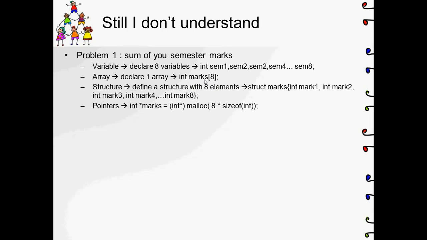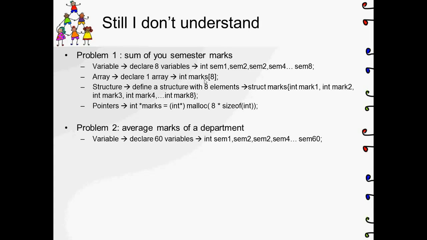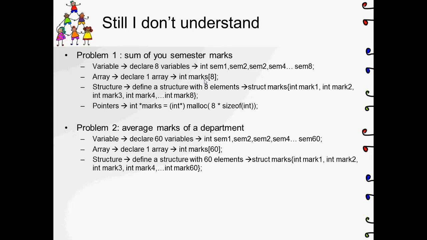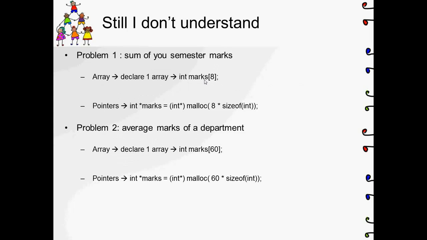If we pick the first problem which we have seen in the last slide, the sum of your semester marks, all you need to do is declare eight variables or an array of eight variables, or even if you want to dynamically allocate eight, it's fine. Finally, you will get a fixed size of memory. Whereas if it is a department thing, you may not know how many variables you need. It could be 40, it could be 60. If I declare an array of 60, I'll be wasting around 20 if the total number is 40 only.